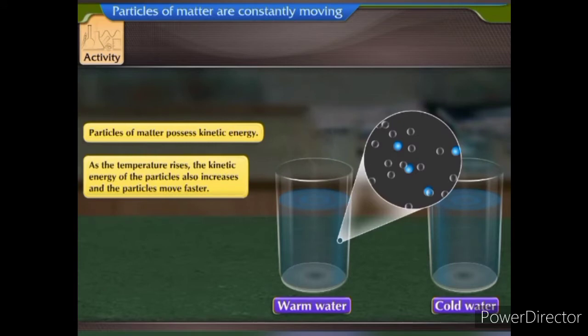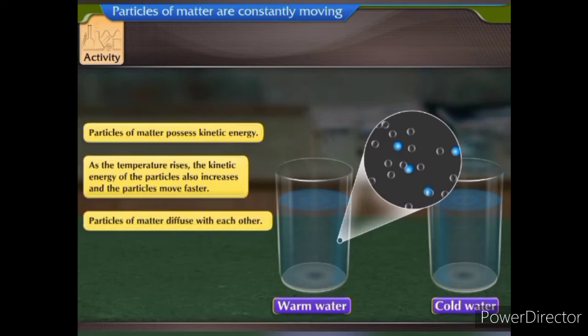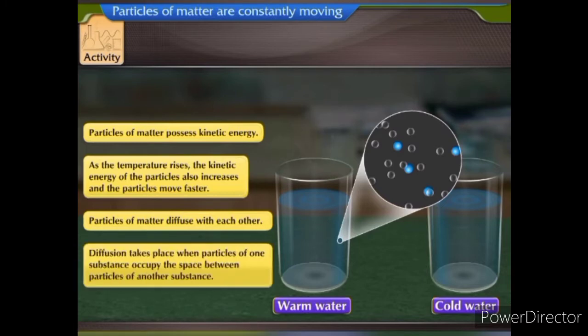As the temperature rises, the kinetic energy of the particles also increases and the particles move faster. Particles of matter diffuse with each other. Diffusion takes place when particles of one substance occupy the space between particles of another substance.